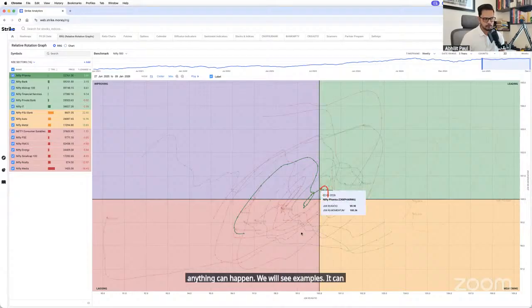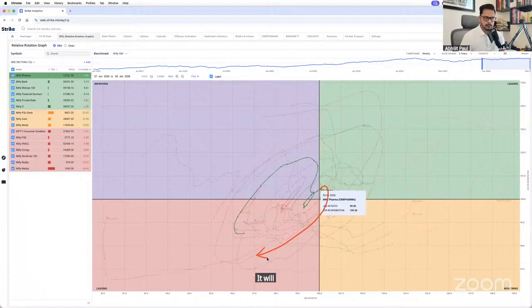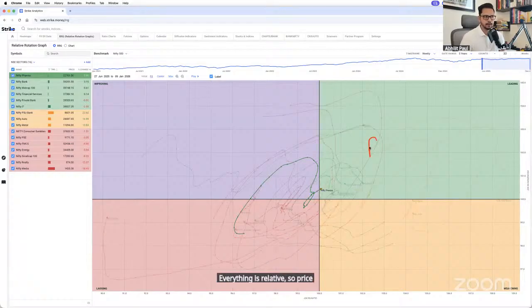It can straight away go like this. It will go like this. It may go back like this, go back to lagging if price falls. Everything is relative. So the price behavior of pharma divided by the price behavior of Nifty, numerator divided by the denominator. Fine. So pharma, not bad.